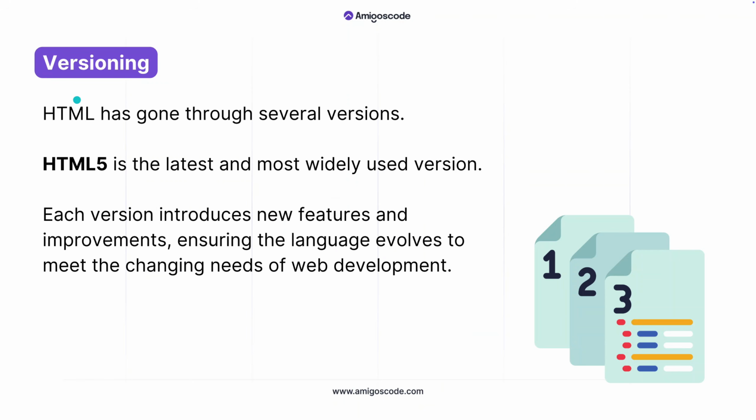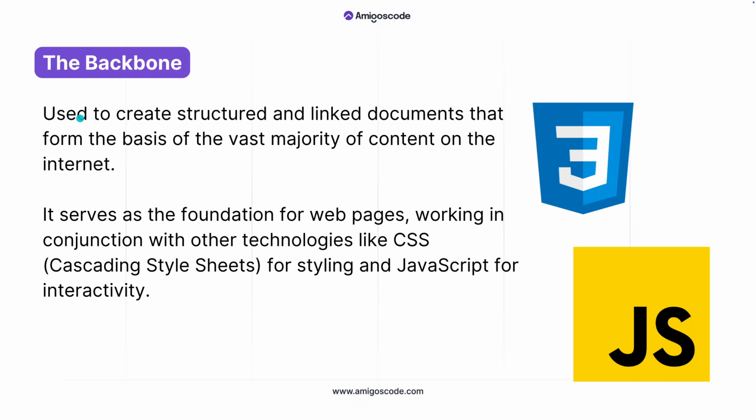HTML has gone through several versions. HTML5 is the latest and most widely used, and each version includes new features and improvements, ensuring the language evolves to meet the changing needs of web development. HTML is the backbone used to create structure and link documents, and it serves as the foundation for web pages, working in conjunction with other technologies such as CSS for styling and JavaScript for interactivity. So you'll cover both of these later, but let's just focus on HTML.